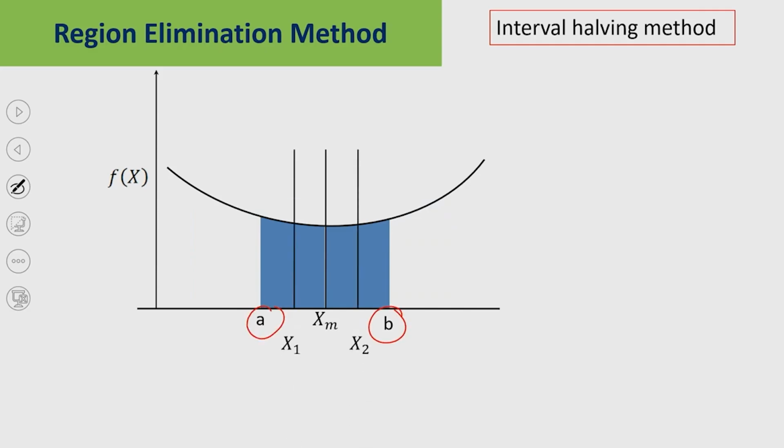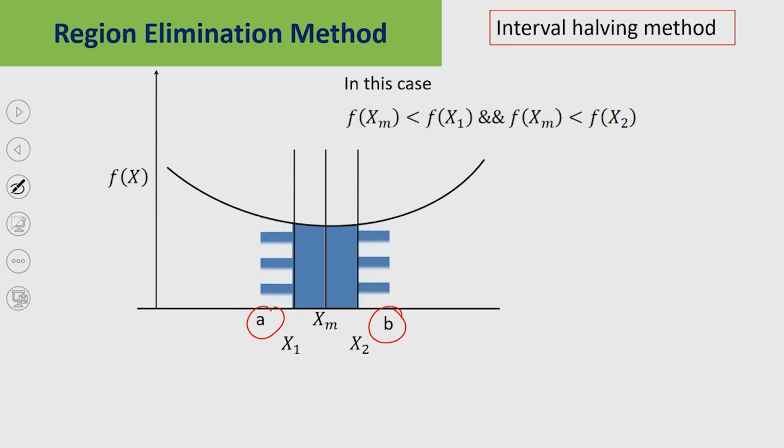Again you will divide into 4 equal divisions, and again suppose in this case also this is true, that f of x m is less than f of x 1 and f of x m is also less than f of x 2. Therefore, this area will be eliminated. So, now this will be A and this will be B, and I can take another 2 points. Okay. So, this is your x 1 and this is x 2, and I can eliminate some of the region.